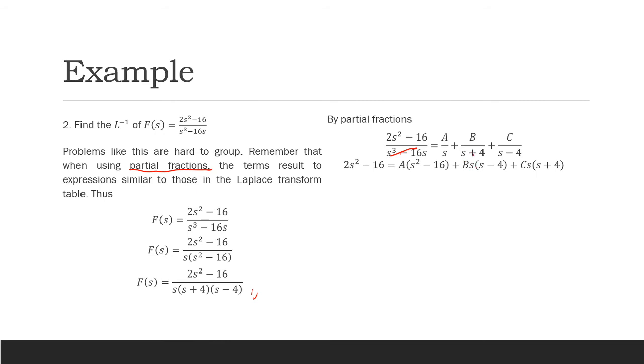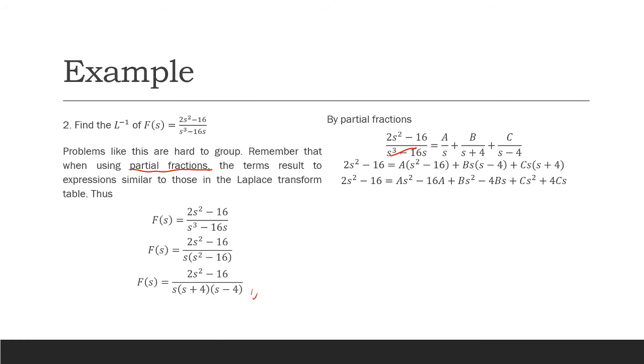Tapos, ang matitira naman dito is mababawasan ng s plus 4. So, ang matitira is s times s minus 4. Dito naman, matatanggal yung s minus 4. Ang matitira is s times s plus 4. Now, ang gagawin natin dito is yung mga coefficients nila. Titingnan natin. We simplify muna.